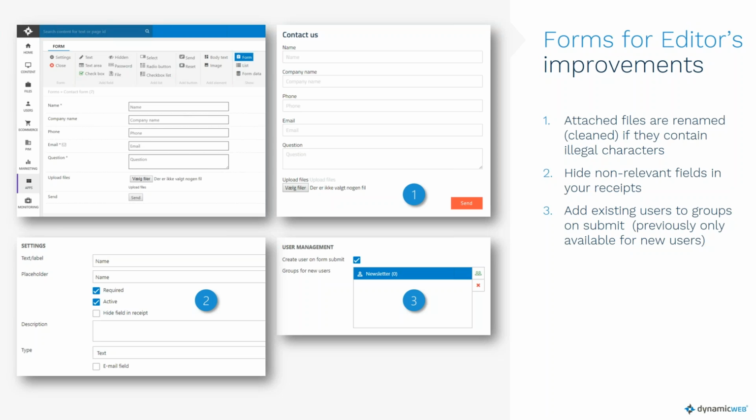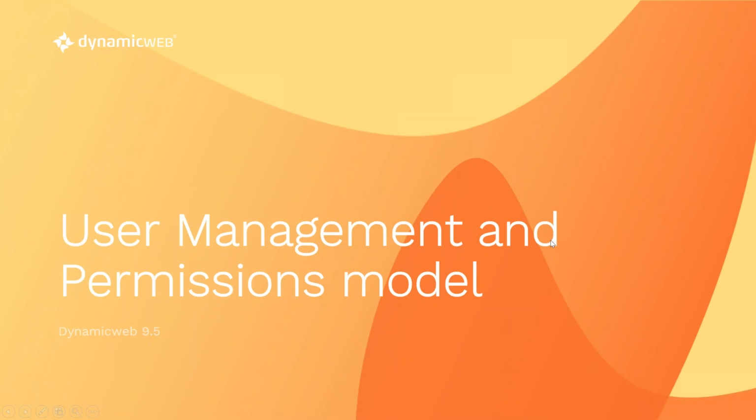And we've made some improvements to using user management along with forms. So you can now update email marketing permissions or add already logged in users that submit a form. You can add them to new groups and so on. So you can improve the collection of email marketing consents and stuff like that.